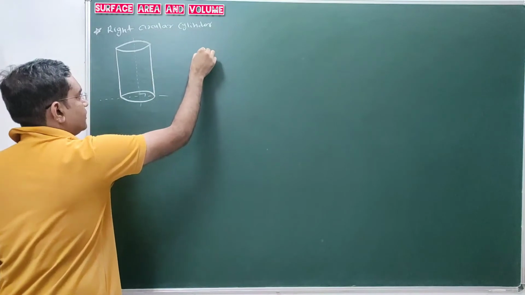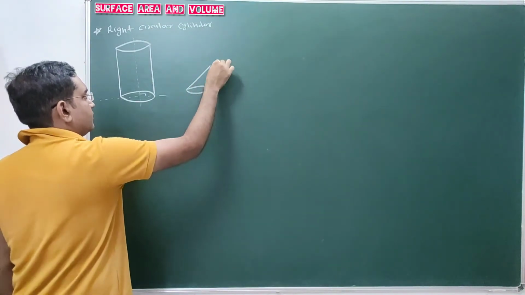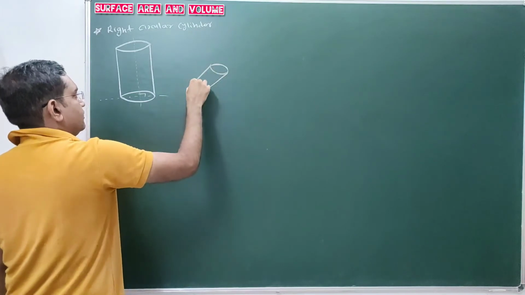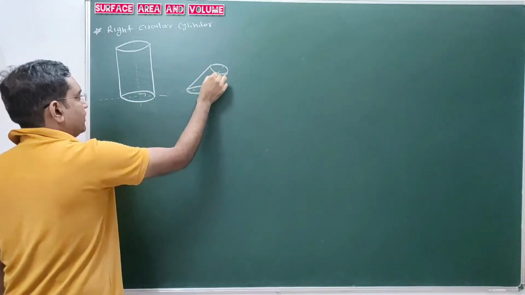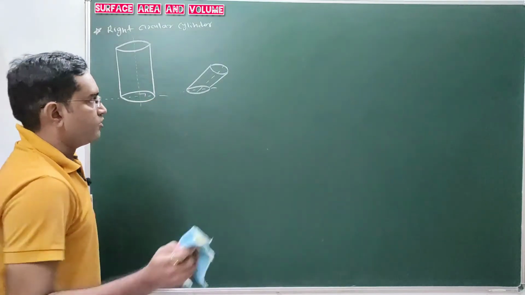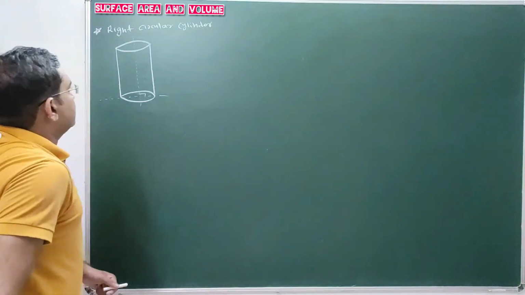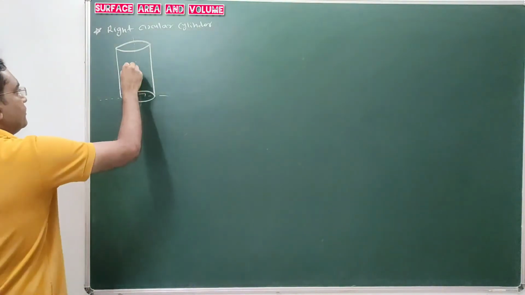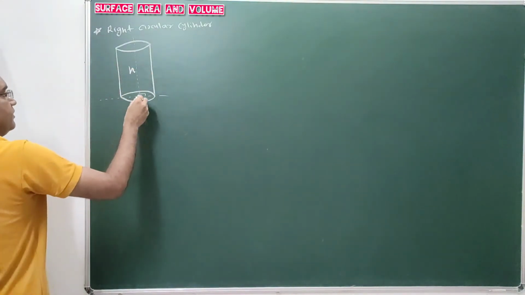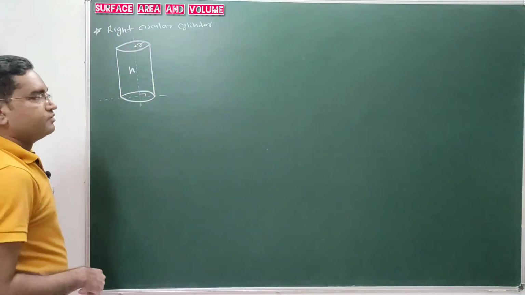Otherwise you can also draw the cylinder like this. This is the base and this is one inclined cylinder. So this is the horizontal axis, and the vertical axis is not at 90 degrees. So this is a cylinder but not a right circular one. Here you have to discuss the right circular cylinder. So this is one right circular cylinder whose height is h and radius of top or bottom part is r.